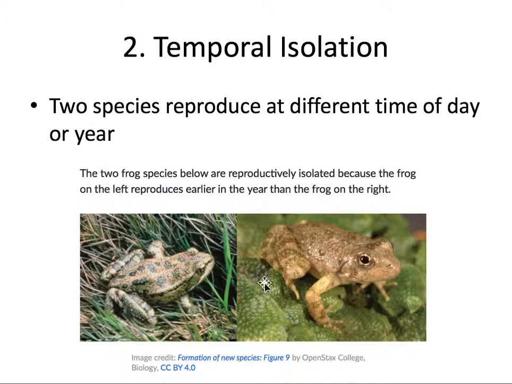Here are two species that look super similar, but the frog species on the left reproduces earlier in the year, so it's fertile earlier in the year, and this one reproduces later. Since they reproduce at different times, they are reproductively isolated. This is called temporal isolation. It has to deal with the timing of reproduction.